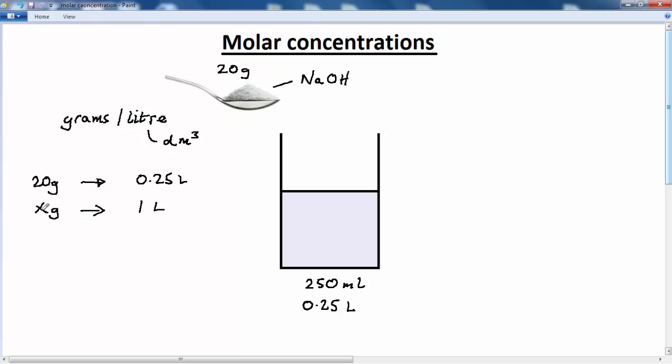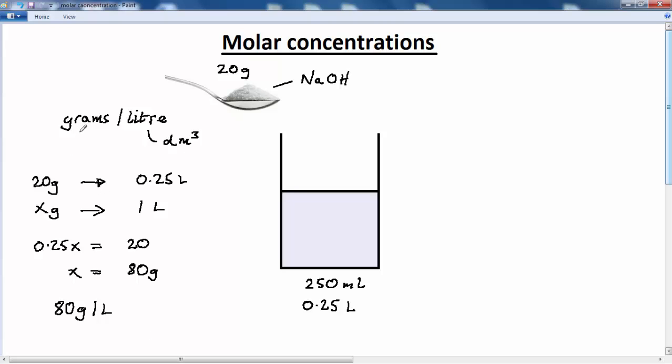We then cross multiply: x times 0.25 equals 20 times 1, 20, and x will therefore equal 80 grams. So what we're saying is that if 20 grams are added to 0.25 of a litre, then the same concentration requires that 80 grams will be added to a litre. So our concentration in grams per litre is 80 grams per litre, or 80 grams per decimeter cubed.